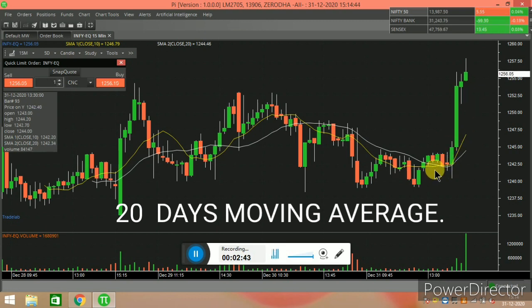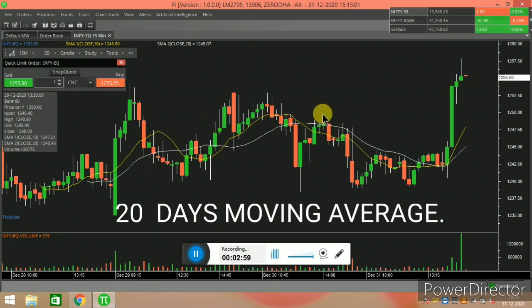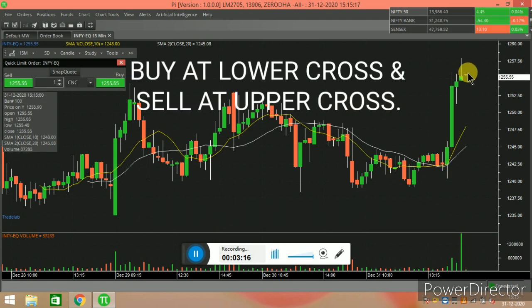So the entry is here where there is a cross, entry is here where there is a cross, and sell is here where there is a cross. Here you see it is not in a trend, it is basically going into a sort of sideways market. You can see here sideways market. So the person has not made money, but if you see here, now it gave a buy signal at 1242 and now it is 1255. So this is actually what happens is that at the lower cross you buy, at the upper cross you sell.